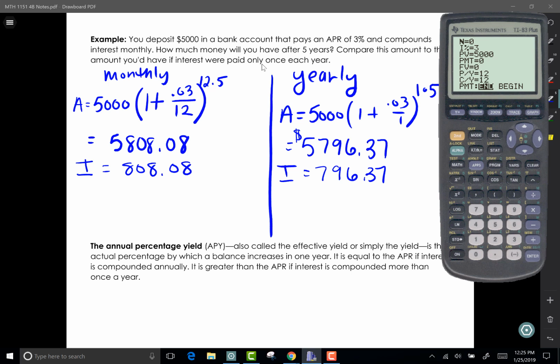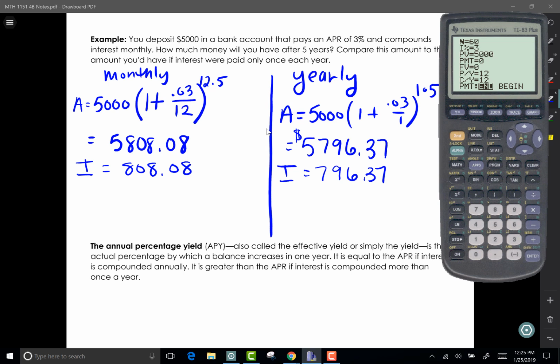Okay, so then I'm going to come up here and put in my big N. Since this is monthly for 5 years, my big N is going to be 60. It's compounded 60 times. Now, I can either put in 12 times 5, and the calculator will enter that for me as 60, or I can just put in 60 directly.